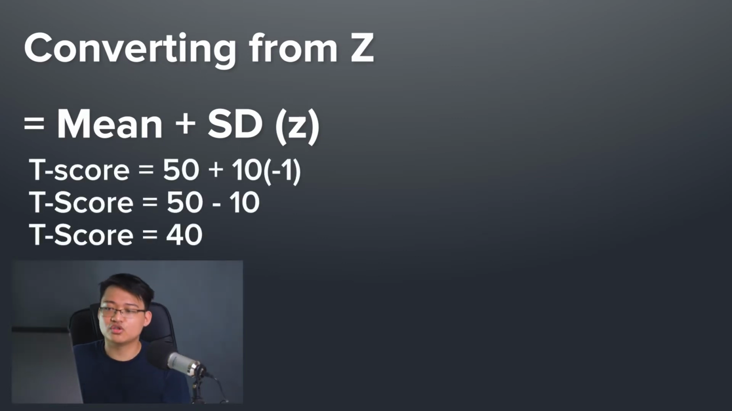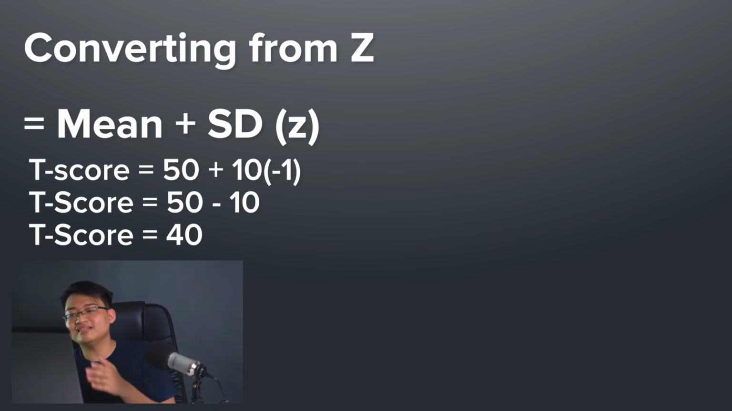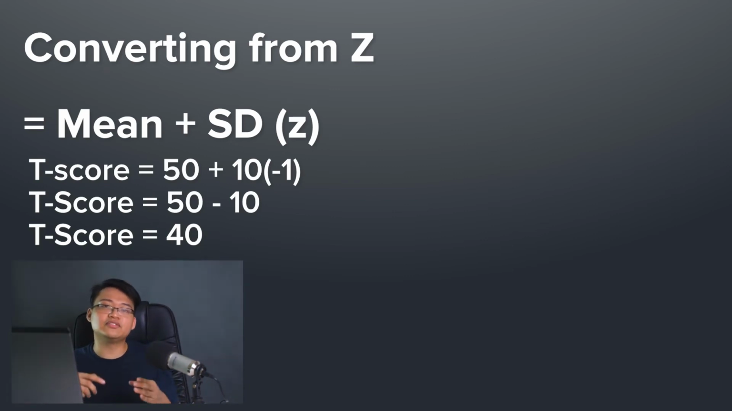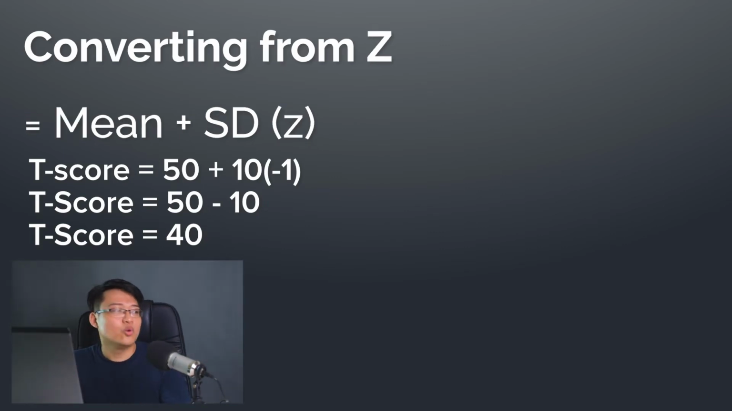Negative 1, right? So, we have 50 plus 10 times negative 1. Therefore, 50 minus 10. We have a total t-score of 40. Why is this important? Well, because it allows you to compare. It's important to be able to transform any score you had to a z-score or to another so that you can compare them. Mostly for z-scores, no?